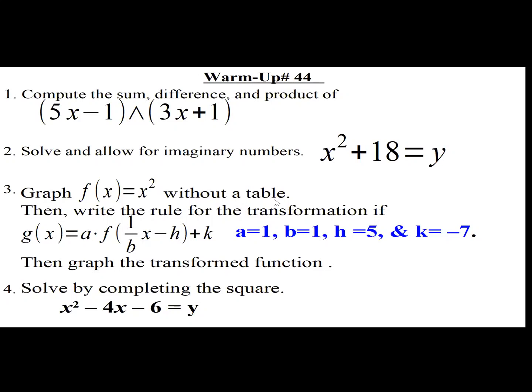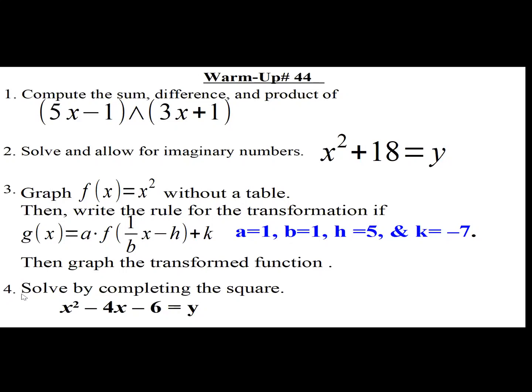Number 3, it says graph f of x equals x squared without a table. By now, those parent functions should be automatic. Then write the rule for the transformation if the given rule is g of x equals a times f of (1 over b)(x minus h) plus k. The parameters given are a equals 1, b equals 1, h equals 5, and k equals -7. Then graph the transformed function.